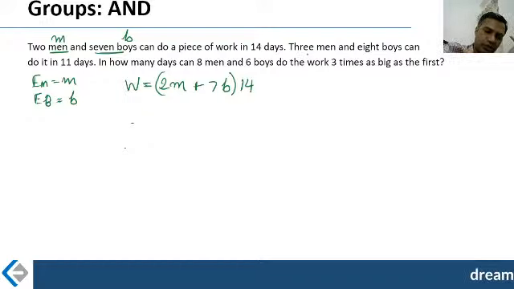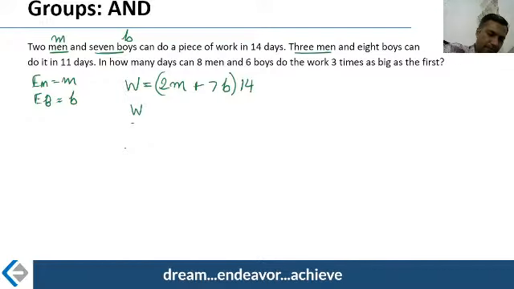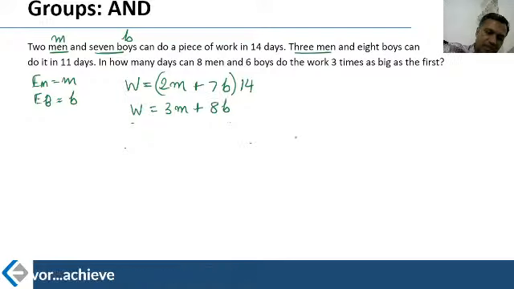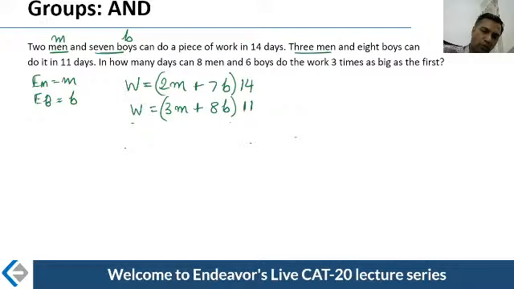Okay, second proposition, 3 men. Same work. So 3 men and 8 boys can do it in 11 days. Call it now 3m, where m is not the number of men but the efficiency of each man. 8 boys, so 8b, where b is the efficiency of each boy. They can do this in how many days, my friends? 11 days.